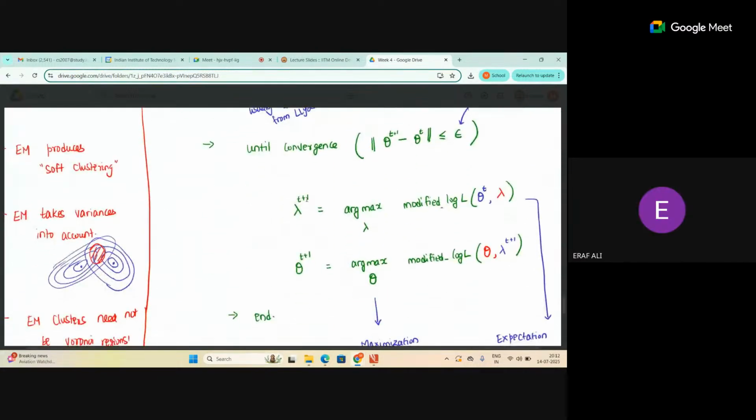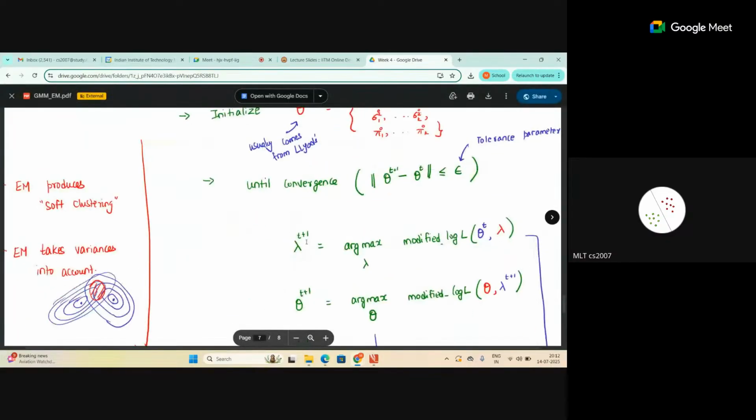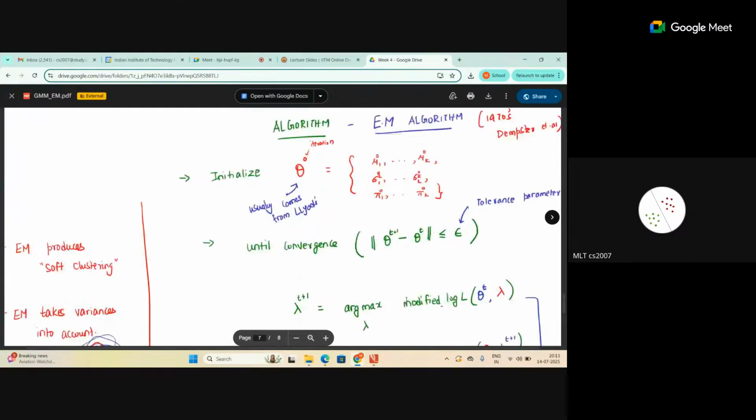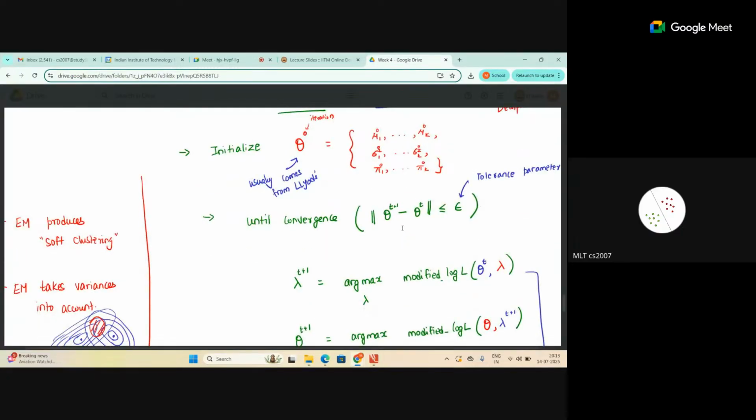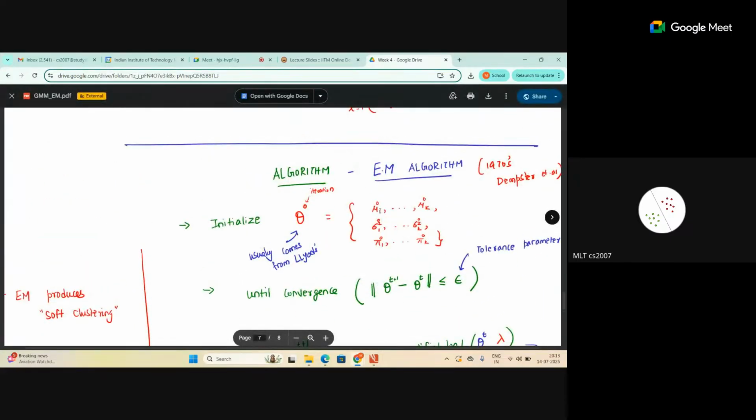That will be your t plus 1 step. Whatever you got in t plus 1, let's say if you start with theta 0, this will be lambda 1. You treat that lambda 1 in the next step as constant, and then differentiate with respect to all theta 0. It will be a partial differentiation: first you do it for mu, then for sigma, and then for pi. When you do it for mu, sigma 1 and pi 1 are also treated as constant. When you do it for sigma 1, the other two will be constant, like that.